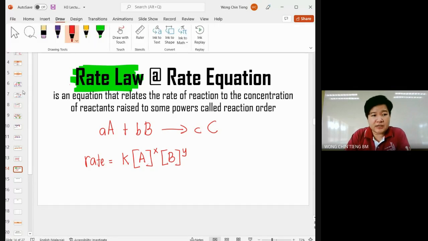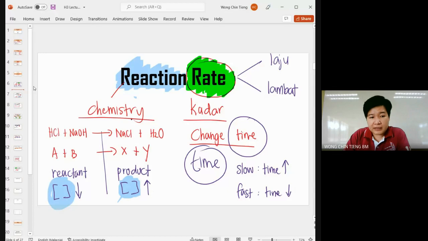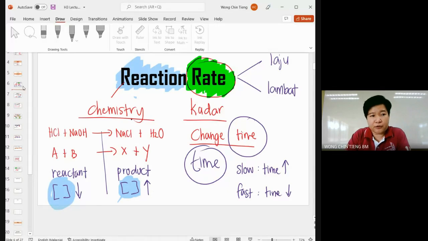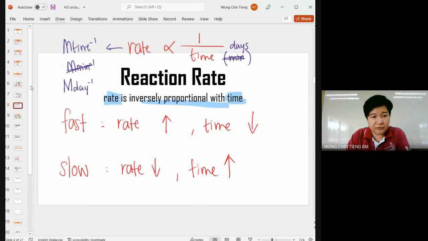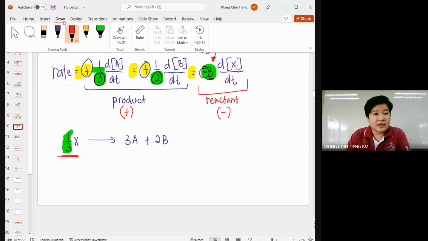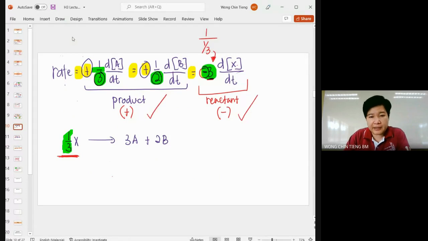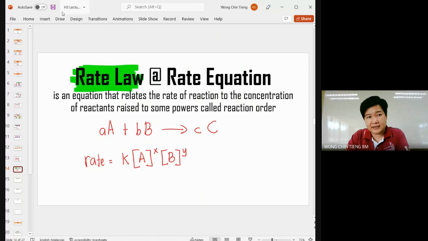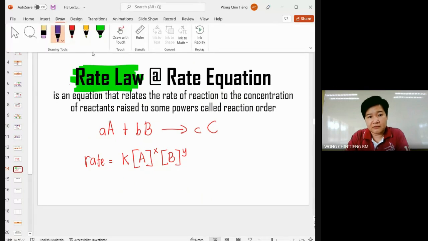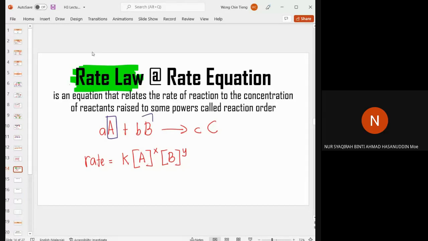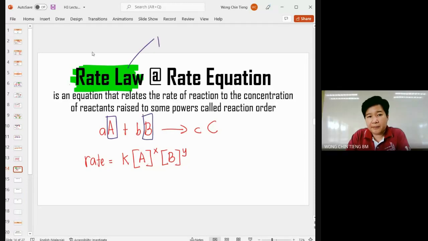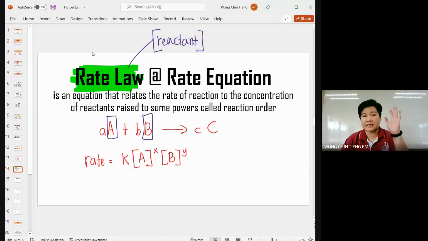Rate differential equation kita ambil kira semua orang. Kita ambil kira reactant, kita ambil kira product. Okay, kalau dia adalah rate differential equation, kita akan ambil kira product, kita akan ambil kira reactant. Tapi kalau dia adalah rate law, perasan tak something? Kita ambil kira siapa je? Reactant. Dalam rate law, kita hanya ambil kira reactant. Kita hanya ambil kira concentration reactant. Itu perubahan yang paling ketara.